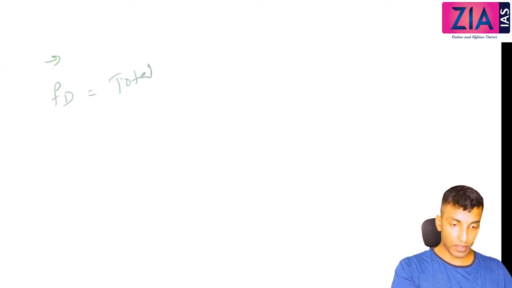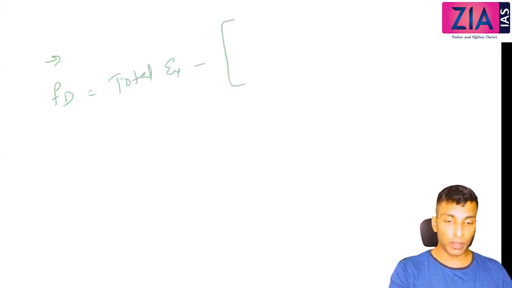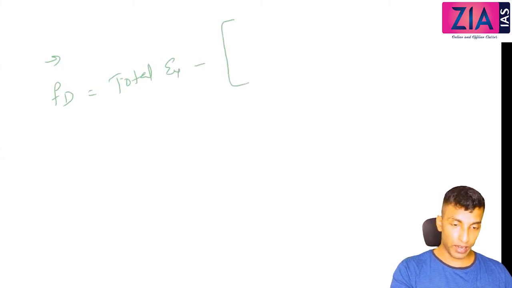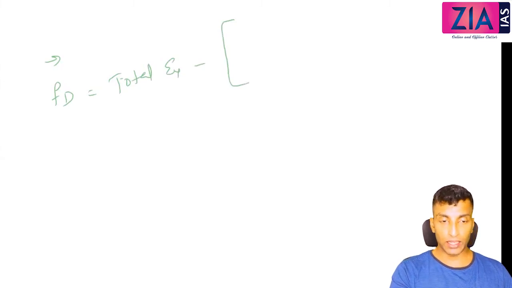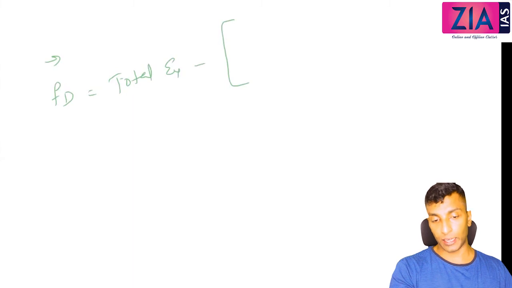Again I'm telling you, fiscal deficit is total expenditure minus total receipts, but not including borrowing. Total receipts include revenue receipts and capital receipts. So from capital receipts I need to exclude borrowing, or the debt creating capital receipts.